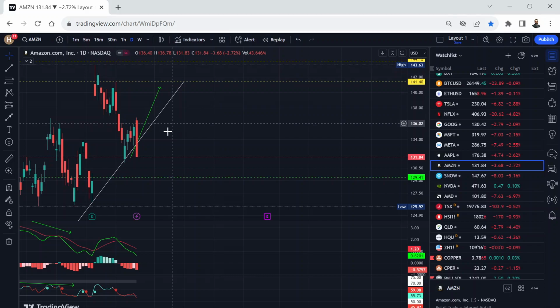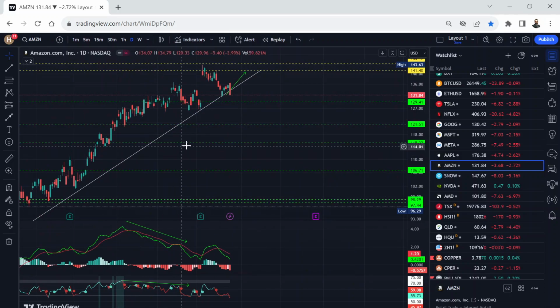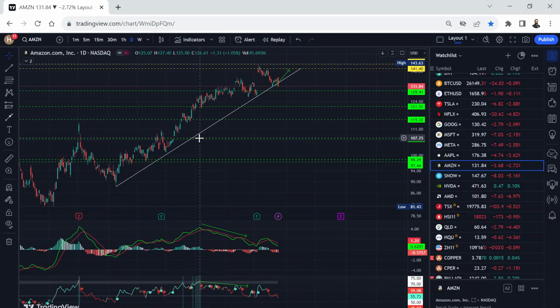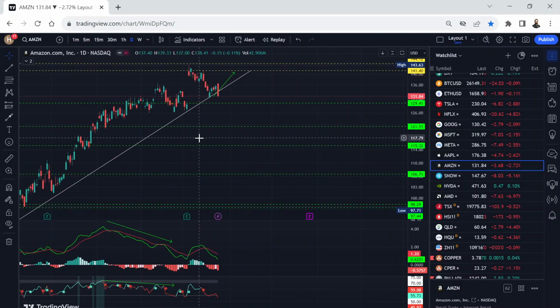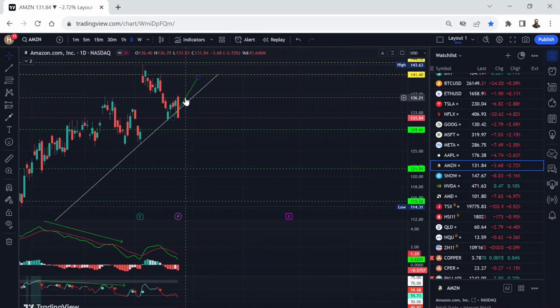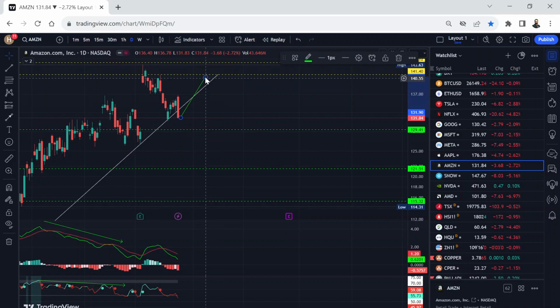Amazon breaking below this trend line. Not that impulsive a breakdown, but still it's a breakdown. So I would like to see Amazon recover for it to be bullish again. There are multiple gaps at the top.